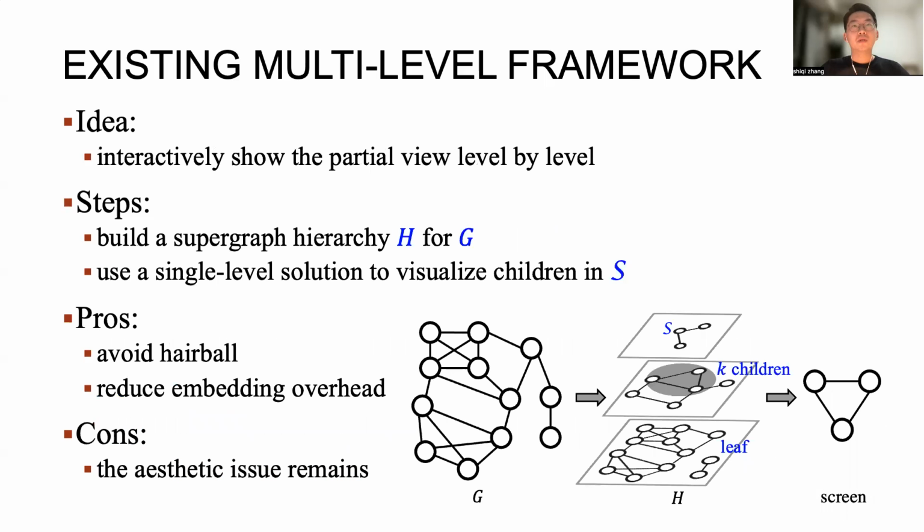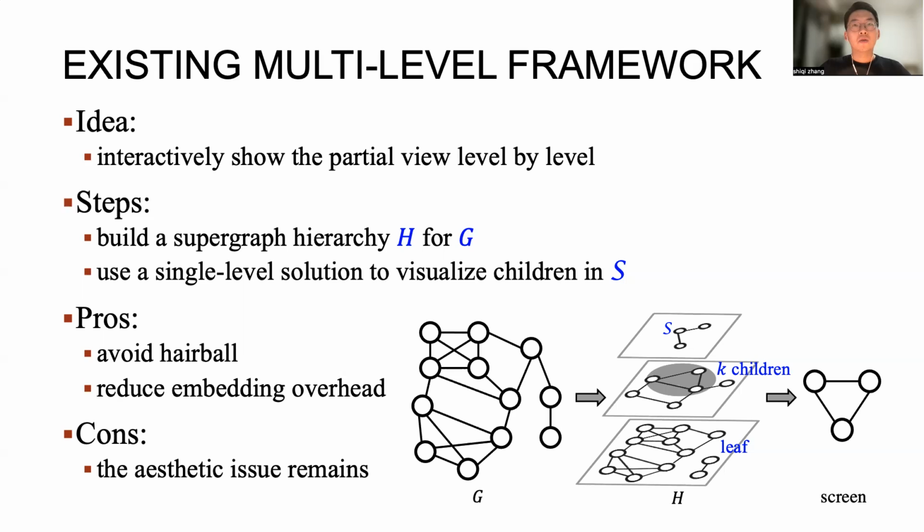To address the issues in single-level visualization, many existing solutions adopt the multi-level framework, whose idea is to interactively display the graph in partial view level by level. First, a supergraph hierarchy is constructed from the original graph G. As shown in this example, the bottom level is an input graph G, and we call the node in G a leaf. We call the upper level a supergraph, and the node inside a supernode.